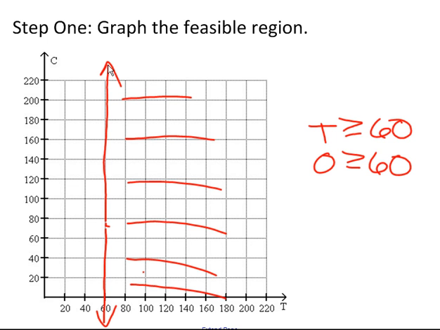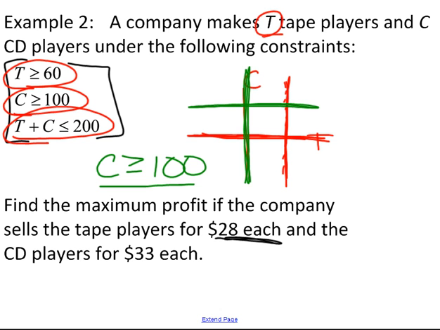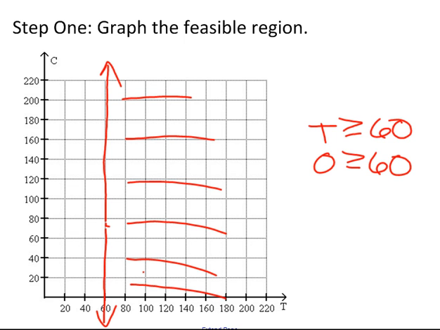All right. Now I have C is greater than or equal to 100. This is my C axis. So C greater than or equal to 100 has to be perpendicular to that. So it's going to be a horizontal line at 100, and it was greater than or equal to 100.